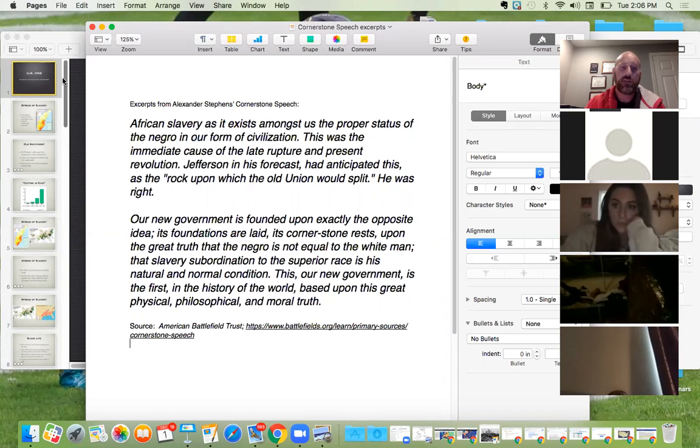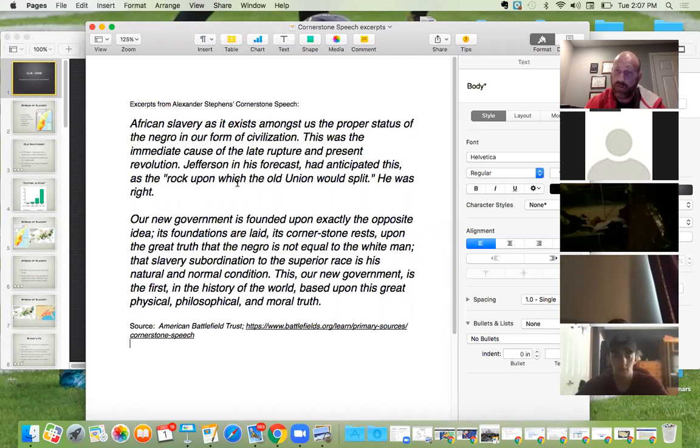So here's a couple of quotes from his speech. "African slavery as it exists amongst us, the proper status of the Negro in our form of civilization. This was the immediate cause of the late rupture and present revolution." He calls secession the Civil War or revolution, right? This was the immediate cause. He quotes Jefferson here, who was worried about slavery causing the end of the Union. "Jefferson in his forecast had anticipated this as the rock upon which the old Union would split." He was right. This is the Vice President of the Confederacy.